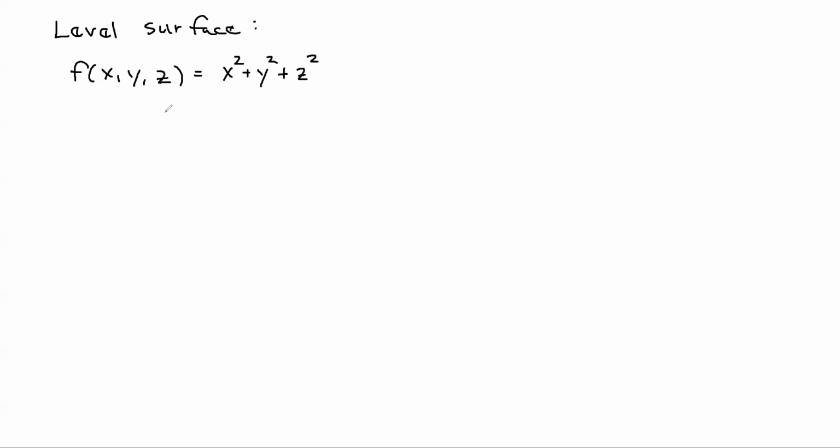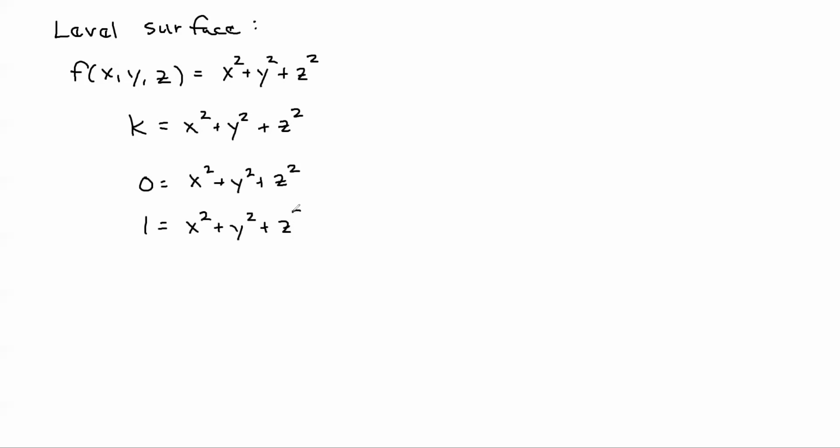And the way that you want to start off with a level surface is you want to replace f of x, y, z with k. Once you've replaced it with k, then you want to plug in some k values. So you could plug in 0. You could plug in 1. And then you could plug in, let's say, 4. Why 4? Because this is in the form of a sphere, and we have the radius, and the radius is squared on this side. Okay.